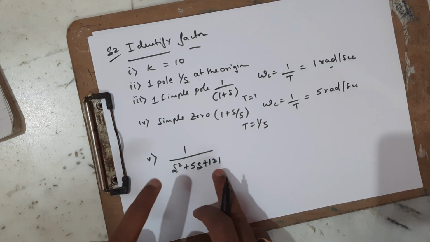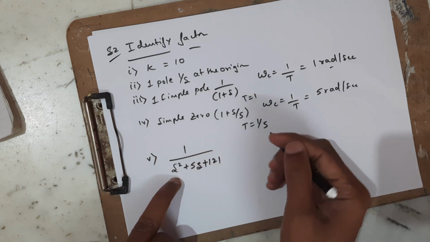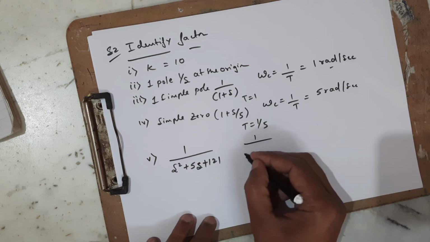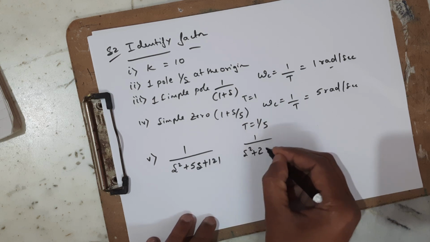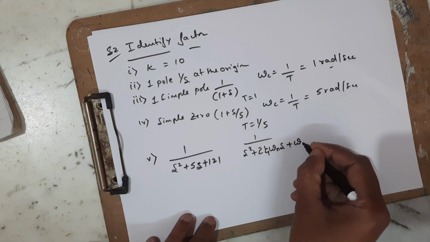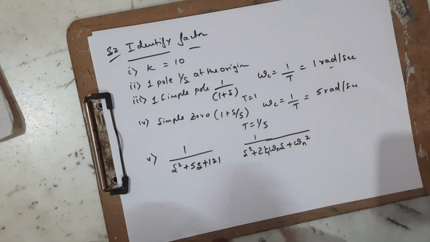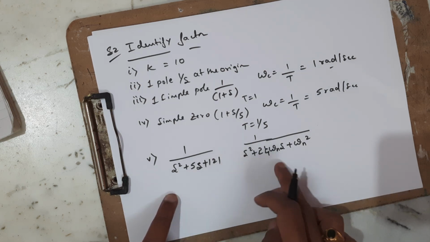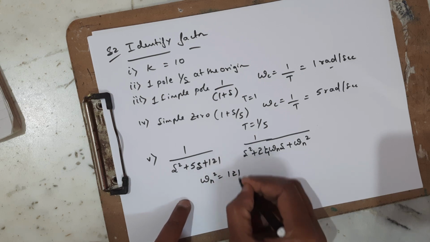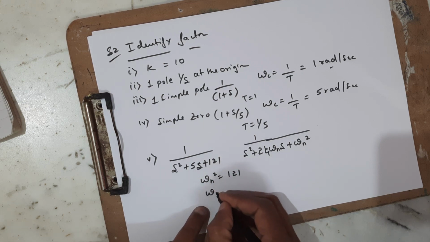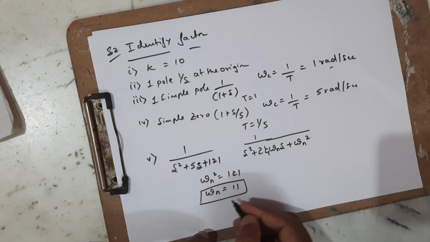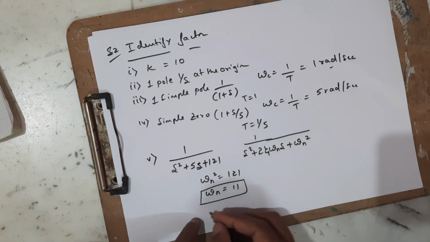For this, I am going to compare this with the standard quadratic form. What is the standard quadratic form? 1 by s square plus 2 zeta omega n s plus omega n square. So this is the standard quadratic form. So I am going to compare these two. I found out that omega n square is equal to 121. That means omega n is equal to 11. Okay, omega n is equal to 11. So what is the value of zeta from this?